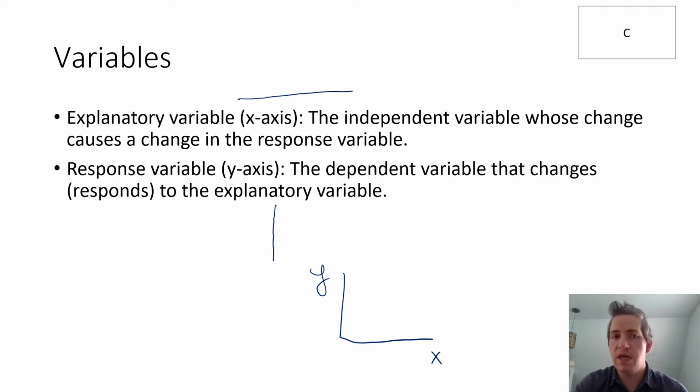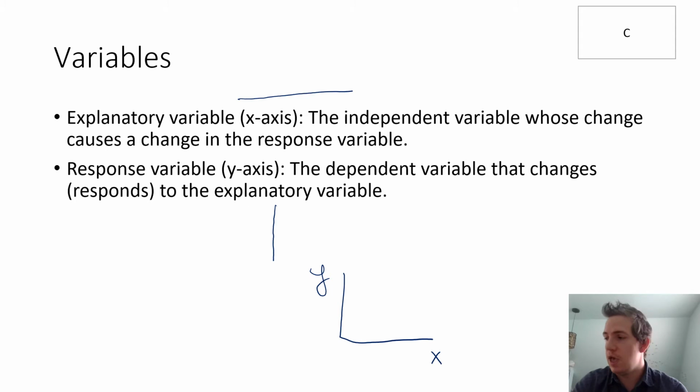So as it changes, it causes the change in the response variable, if it truly is an independent-dependent relationship. And that's part of what we're going to look for when we're looking at scatter plots. The response variable then is the one that actually responds to the explanatory variable. It changes in response to the explanatory variable. And the idea here is that if you have something that explains something else, you put that something that does the explaining on the x-axis.